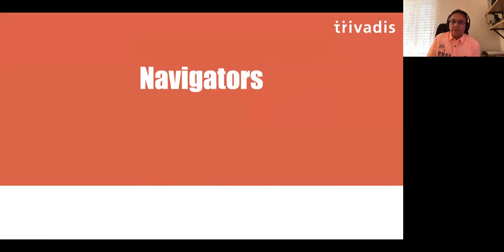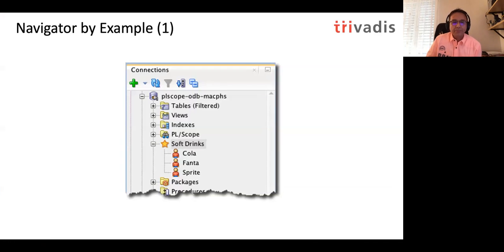Now Navigators is the next topic. Navigators, what are these? So you are aware of the connections window, and this connections window has a tree, and this tree can be extended with nodes. And such a node extension here, as you see it for soft drinks, I have colleagues who would for sure choose their beers or whiskey. I have chosen soft drinks. It's silly anyway, but that's the idea. You may extend the stuff here.